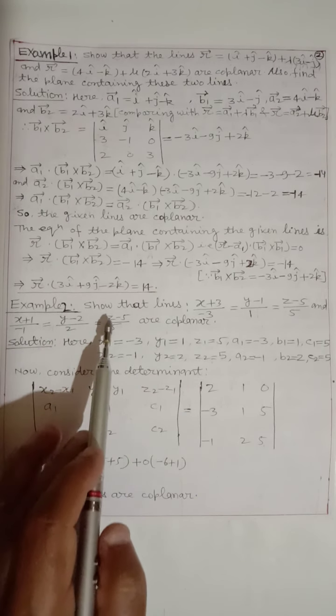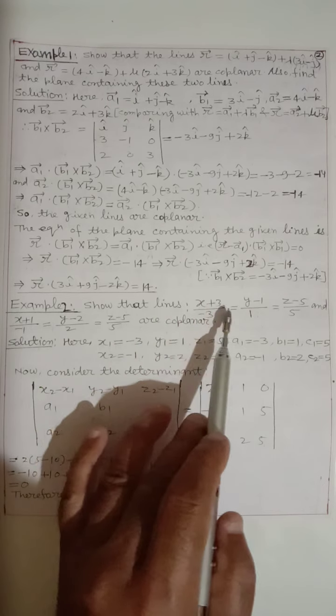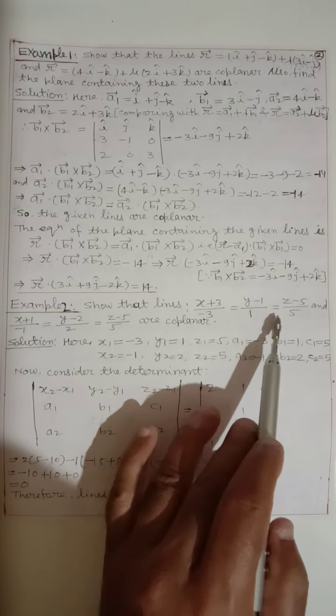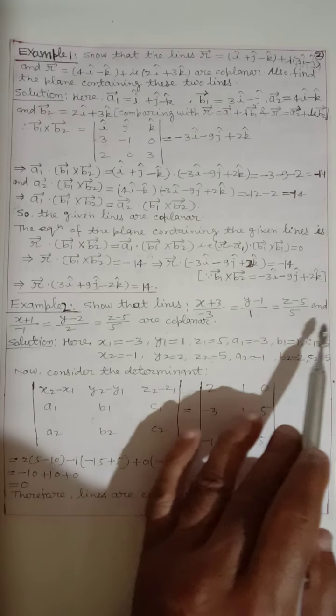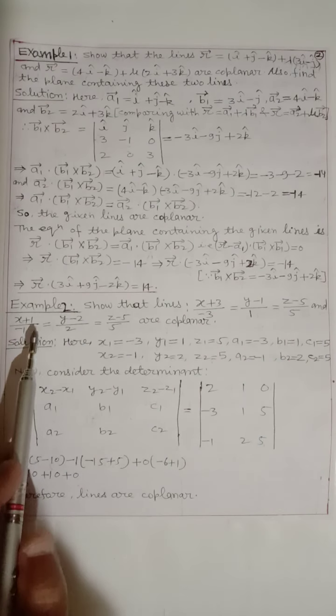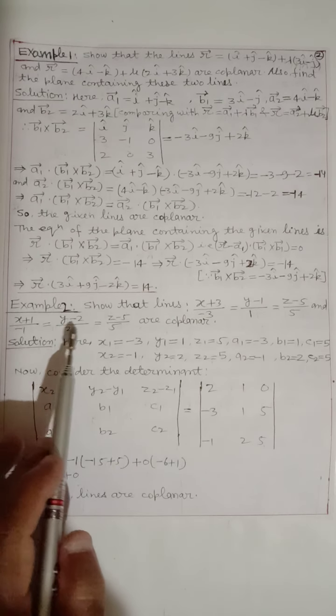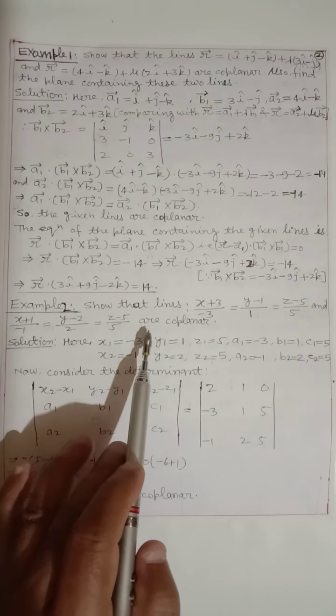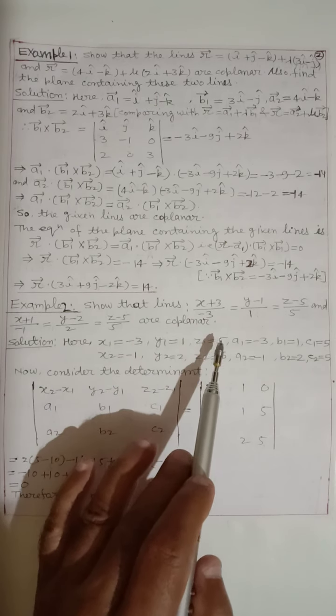Example 2: show that the lines (x plus 3) by minus 3 equals (y minus 1) by 1 equals (z minus 5) by 5, and (x plus 1) by minus 1 equals (y minus 2) by 2 equals (z minus 5) by 5 are coplanar.